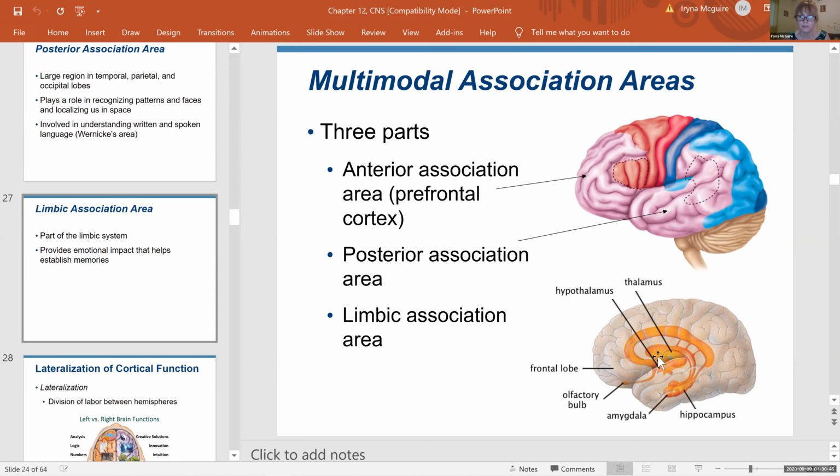And of course, limbic. So that's the limbic area. The limbic is the emotional area of your brain. This is where your fear is, this is where your memory is, and your emotions, all this stuff. That's in the limbic area.